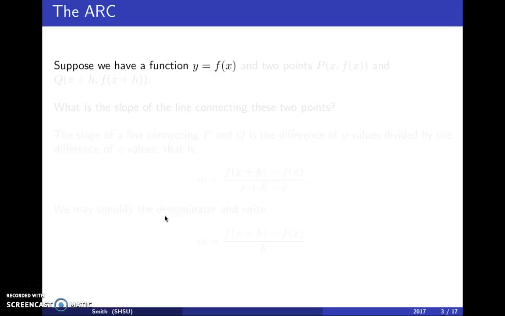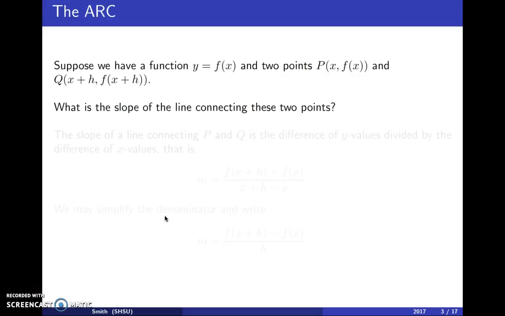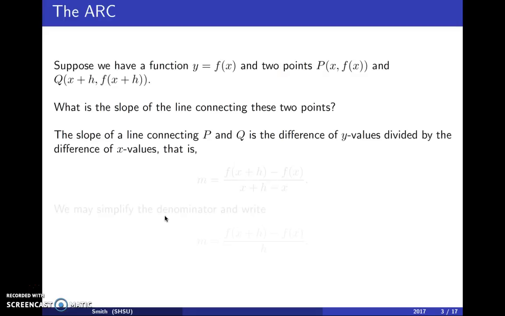Suppose you have a function y equals f of x, and we have 2 points, point P and the point Q. The point P has coordinates x, f of x, and the point Q, a little further, say to the right, has coordinates x plus h and f of x plus h. What is the slope of the line connecting these 2 points? The slope of a line connecting points P and Q is the difference of the y values divided by the difference of the x values.